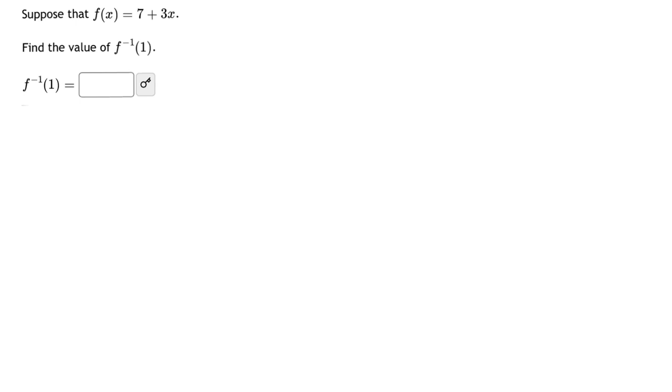In this problem, you're asked to find the value of the inverse of f at x equals 1. You're given f of x, but you are asked to plug 1 into the inverse of f. So that means that you need to go about some work to figure out what that inverse is. And so there's actually two methods to approach this problem, and I'm going to talk about both of them here.